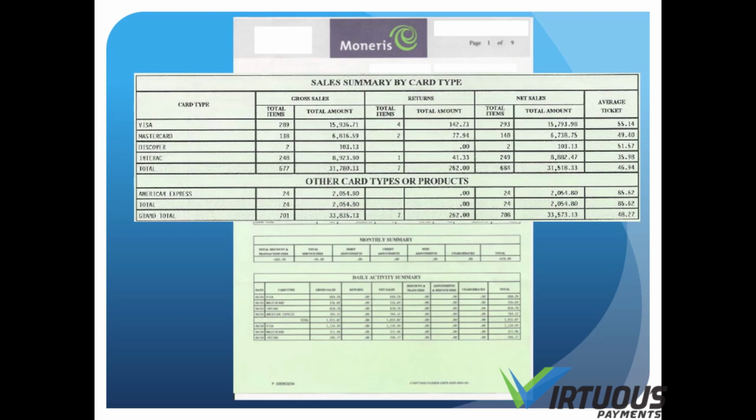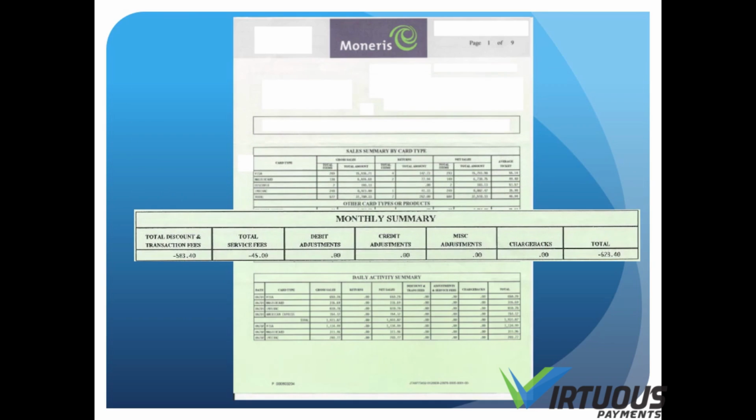Next, we have the section Other Card Types or Products. This is where American Express would appear. Next is your monthly summary, where you'll find the total amount you paid in fees.